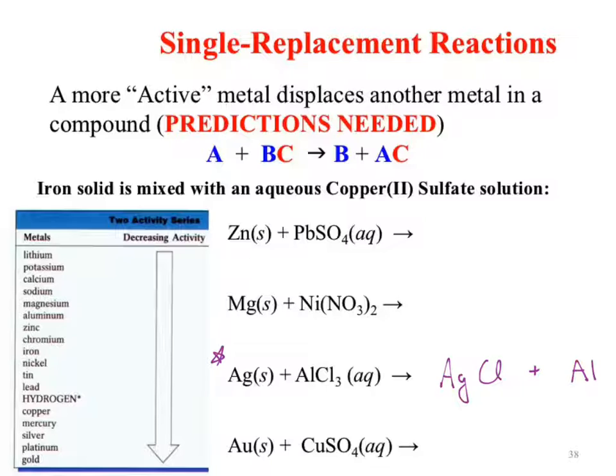I have to ensure that the products I've predicted are stable, or balanced. So I would have to evaluate the charge. The charge on silver in a compound is a plus 1. The charge on chloride is minus 1. Is that formula correct? Yes. Why did the 3 not move across?